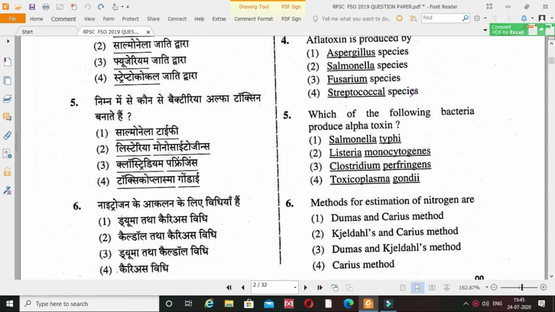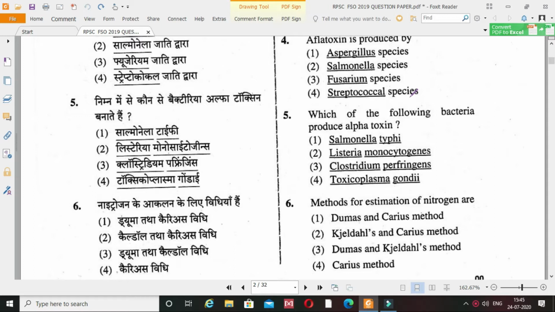Today we are going to discuss the Rajasthan PSC Food Safety Officer question paper part 2. Yesterday I made a mistake while discussing question number 6.